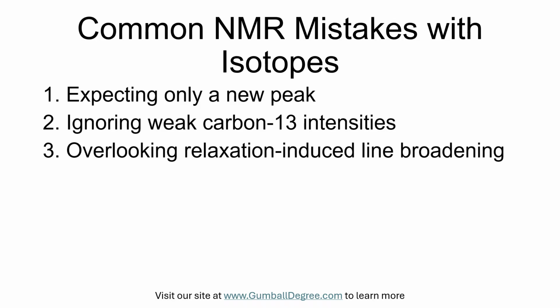Another common mistake is ignoring intensity changes because carbon-13 is scarce, so peaks may be tiny unless enrichment is used, and the simple remedy is to increase scan number or use enriched samples. Some learners forget that isotopic substitution can change relaxation behavior and therefore line width, so when peaks look broader or narrower after substitution, consider relaxation effects and adjust experimental parameters.